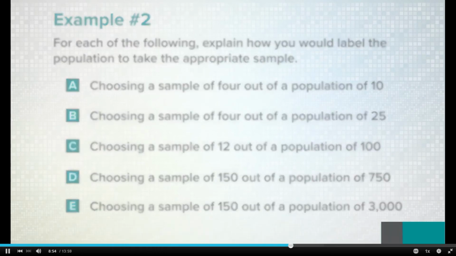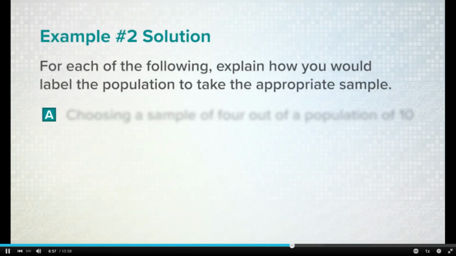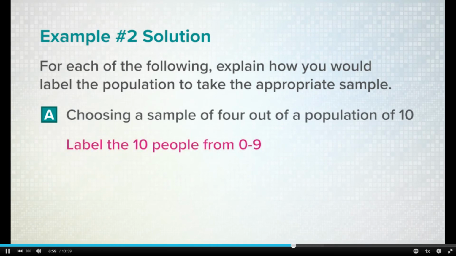Here's a solution to example number 2. For part A, label 10 people 0 to 9. When labeling 10 people, you could say 01 to 10, that's fine, but I was a little bit more clever. I decided to label the 10 people from 0 to 9. I did this because you always want to try and use the least number of digits possible. This is because when you go across the random number table, there are less numbers to ignore. So it'll be a little more efficient.